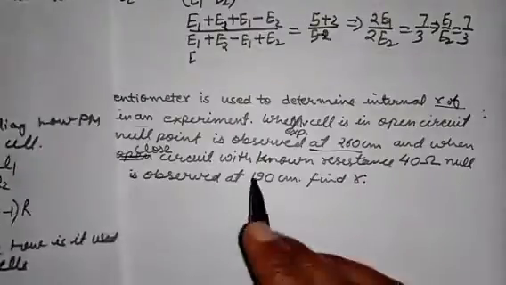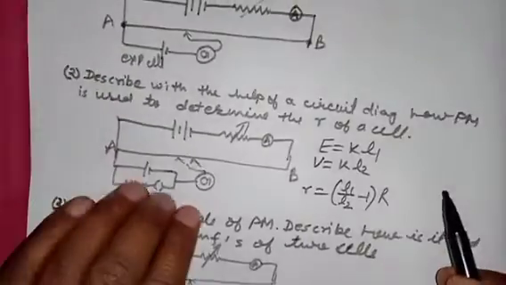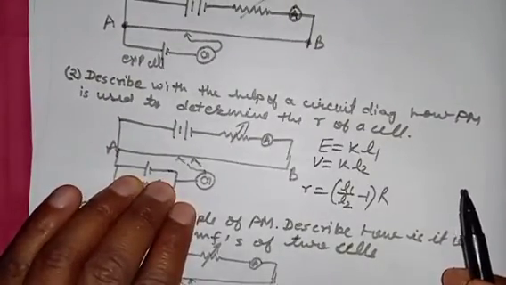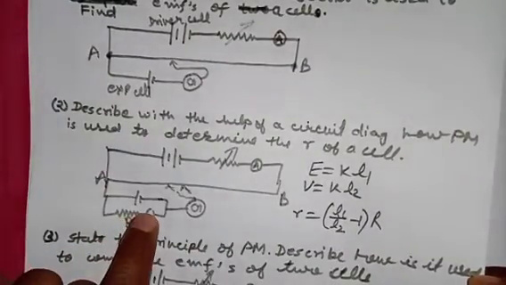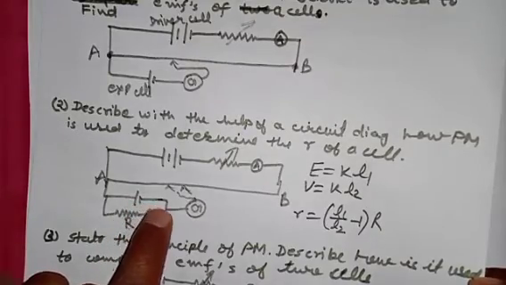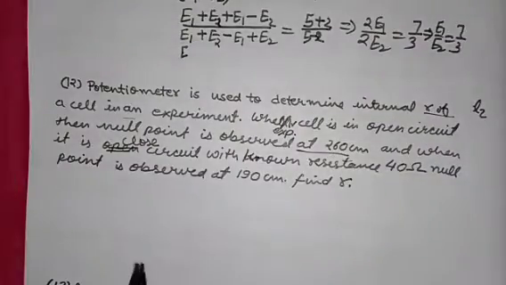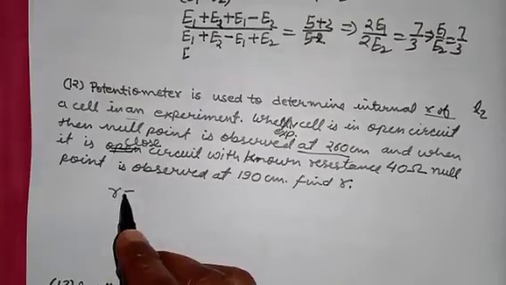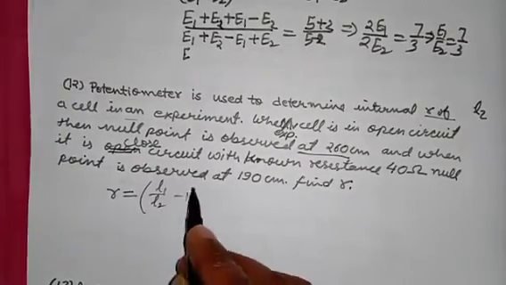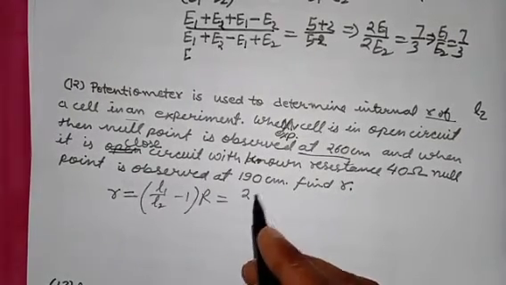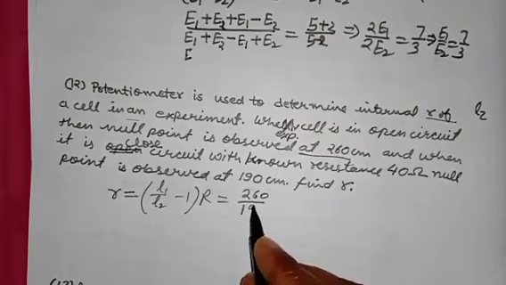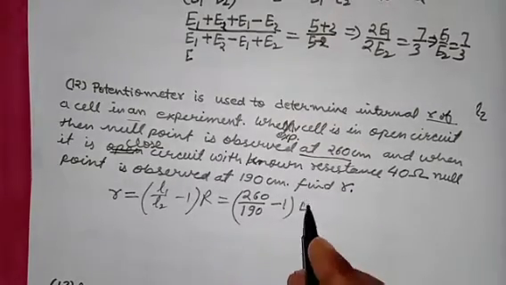What they are saying is that when it is in open circuit, we obtain L1. When it is in closed circuit with the unknown resistance, and we switch it on, then L2 will be obtained. So here we do it like this: r equal to (L1 by L2 minus 1) into R. So L1 is 260 upon L2 is 190, minus 1, into 40.